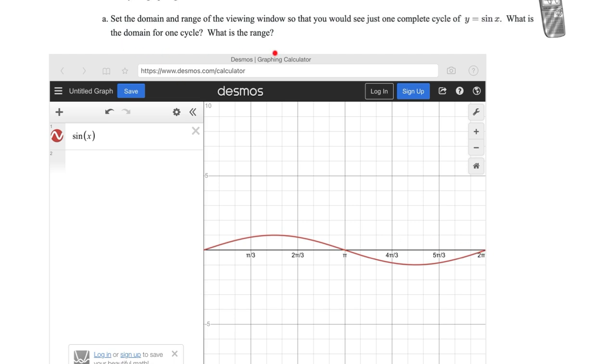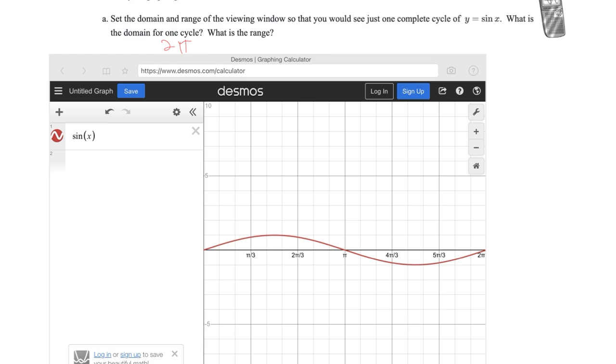So our domain for one cycle starts here, it goes up, and this is not one cycle because it hasn't come back from this negative land, and now it's there. So our cycle here is going to end up being 2 pi. Again, if you didn't know that, that's okay. You could obviously just zoom around on Desmos until you get there.